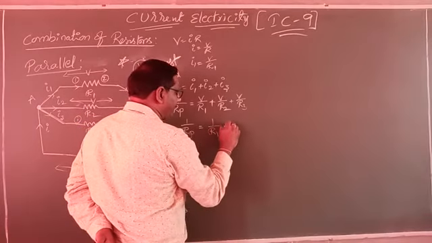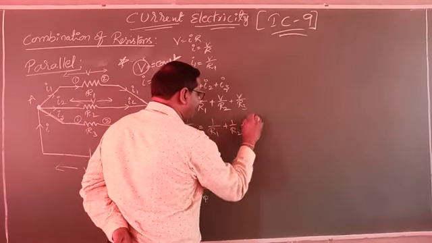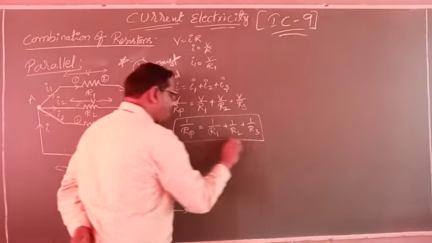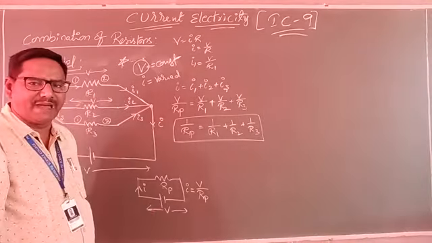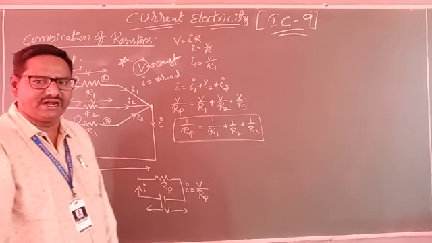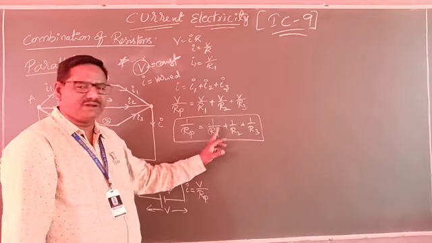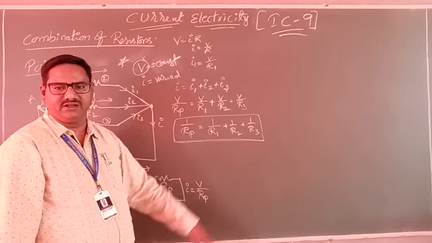1 by R1 plus 1 by R2 plus 1 by R3. This is the effective resistance while the resistors are connected in parallel. What you can write: 1 by Rp equal to 1 by R1 plus 1 by R2 plus 1 by R3.